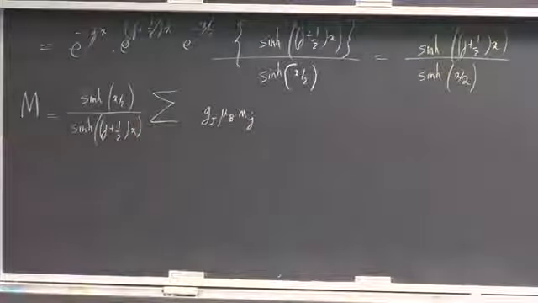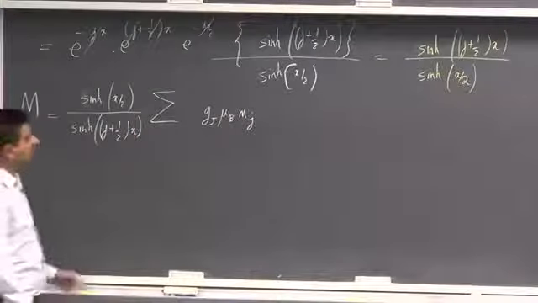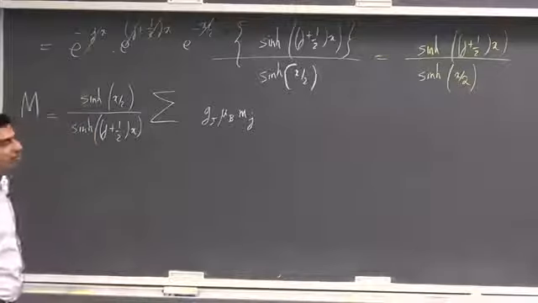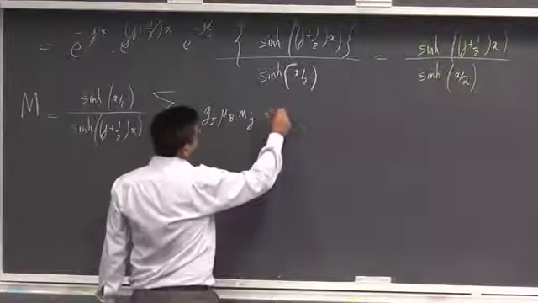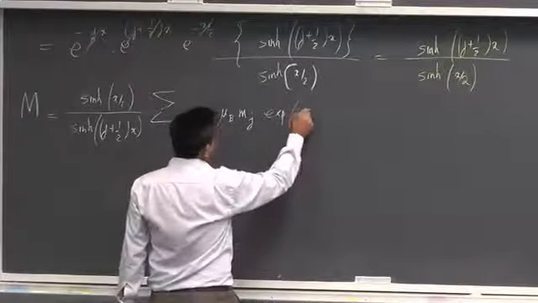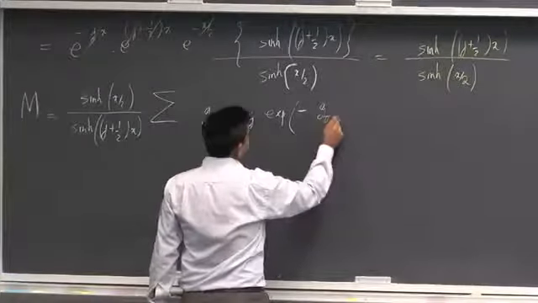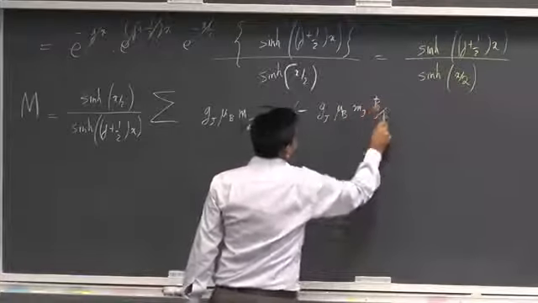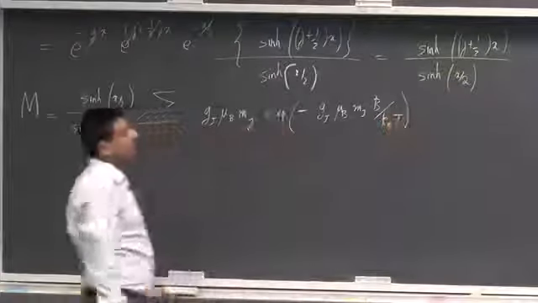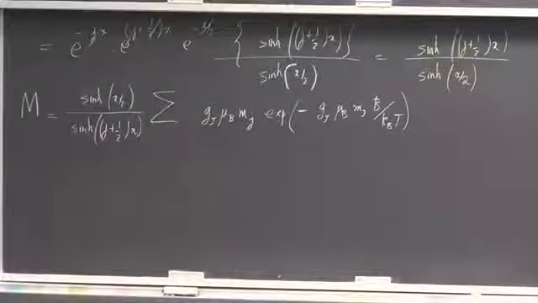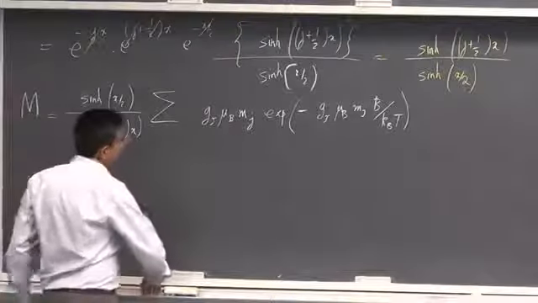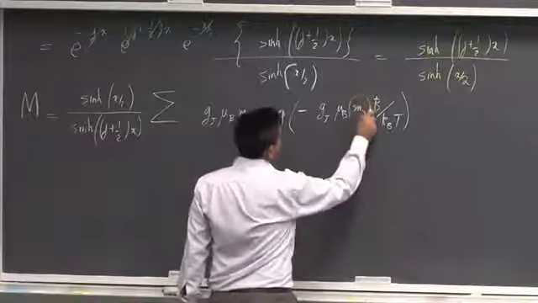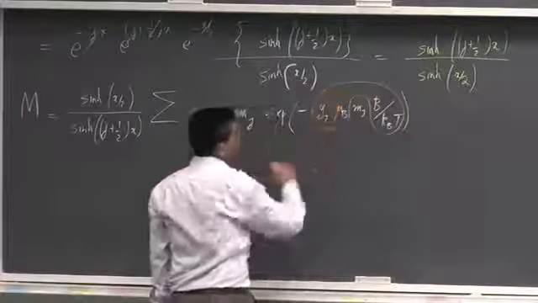This is the magnetization of each mj state, and we multiply this with the fractional population. The fractional population is exp(-g μB mj B / kB T), right? So this is the magnetization of such a material. Now if you notice here, once again I could replace this term with an x.